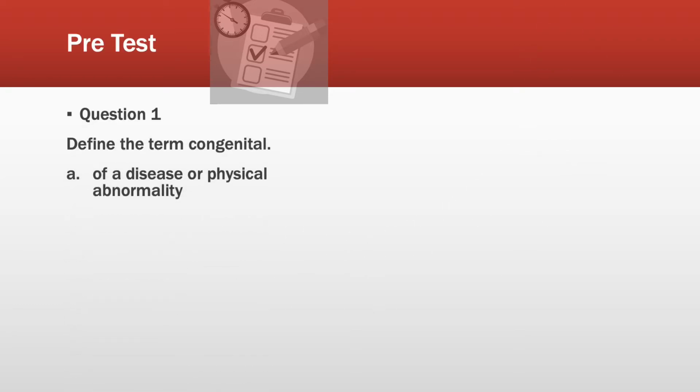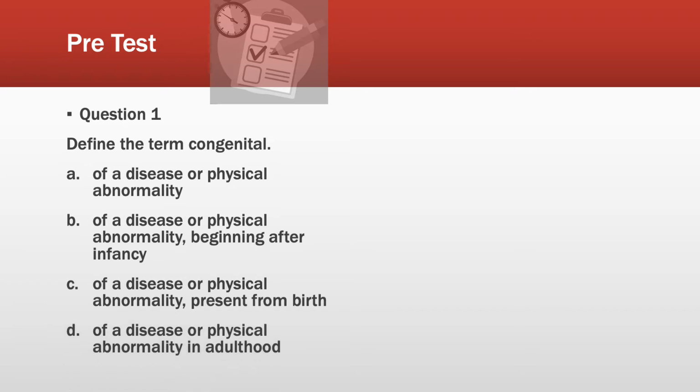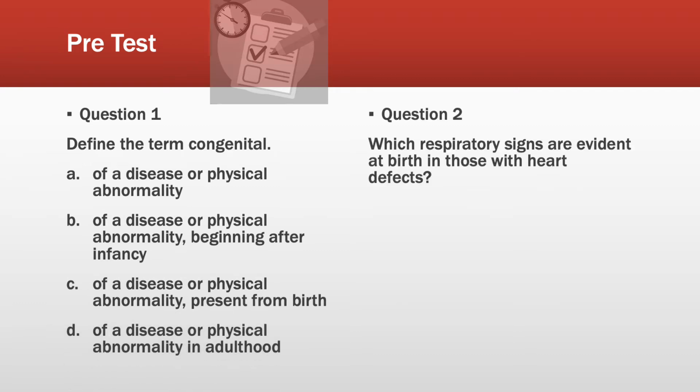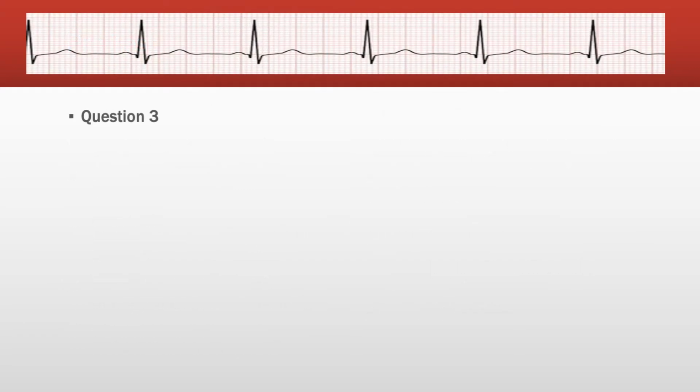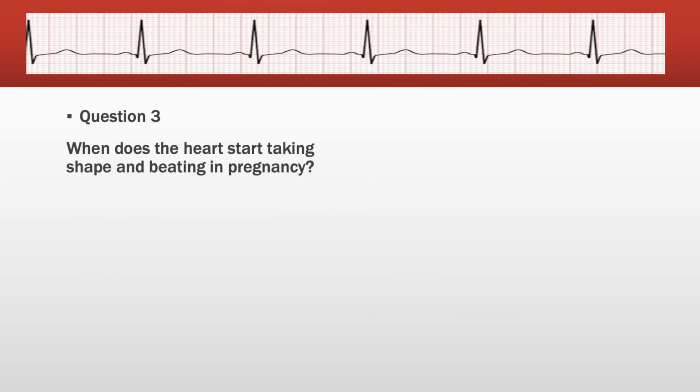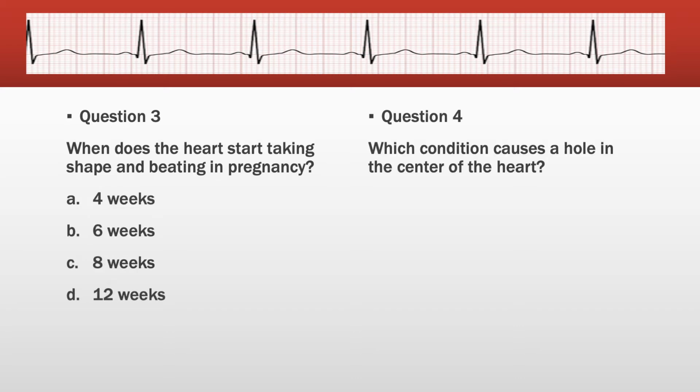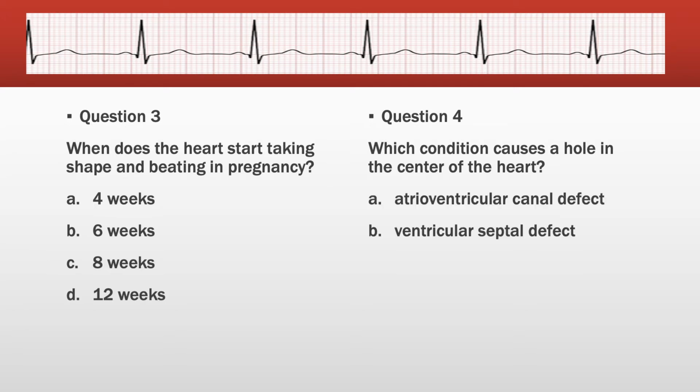We begin with a pretest. Question 1. Define the term congenital. Question 2. Which respiratory signs are evident at birth in those with heart defects? Question 3. When does the heart start taking shape and beating in pregnancy? Question 4. Which condition causes a hole in the center of the heart?